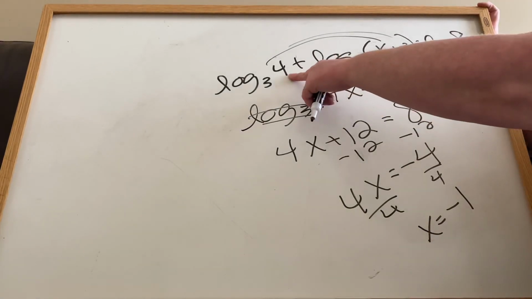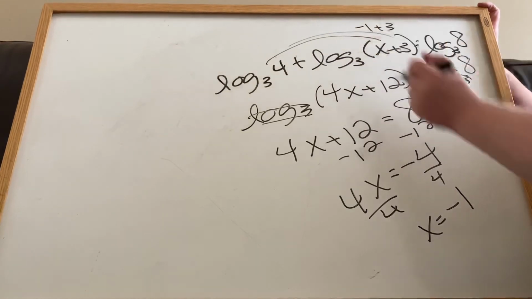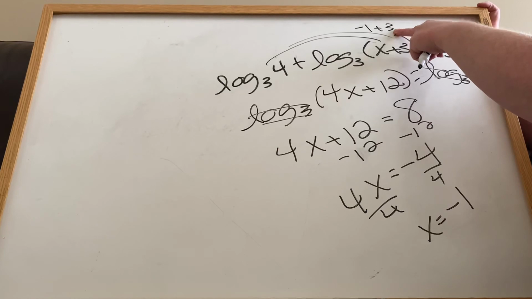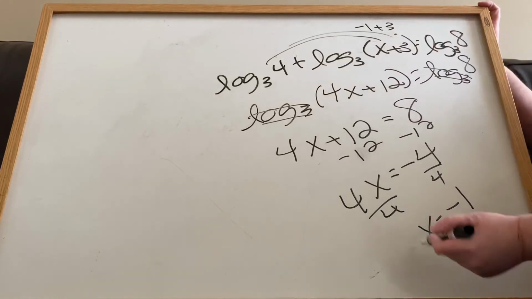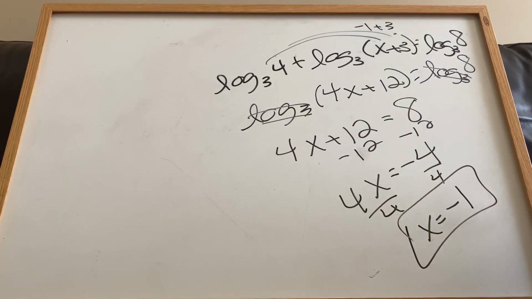So 4 is always a positive number, so it's in good shape. Here, if you plug in negative 1, even though negative 1 is negative, negative 1 plus 3 is not negative. It's a positive number. So then that means you're fine. And that's your answer, even though it happens to be negative. Okay, and that is type 3.